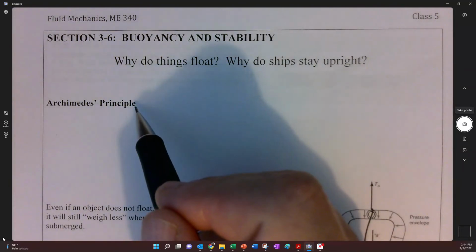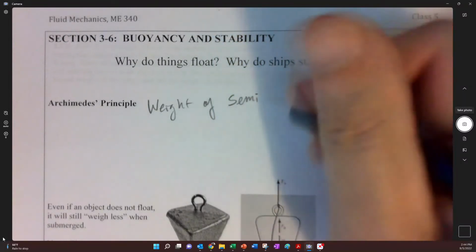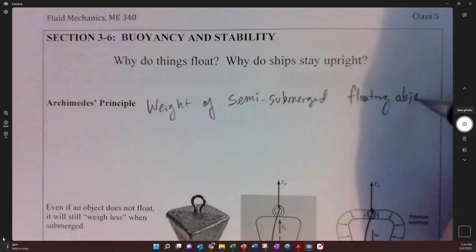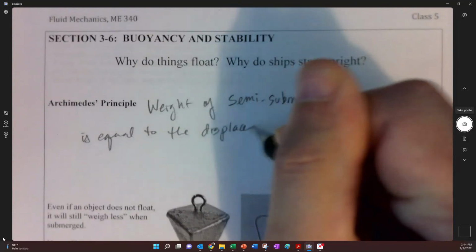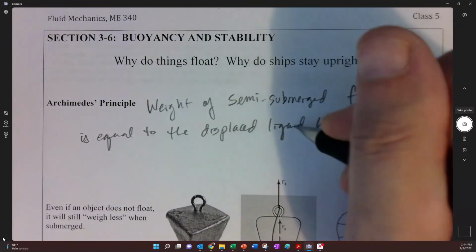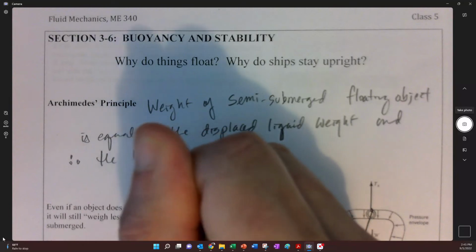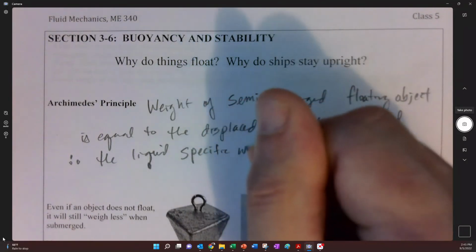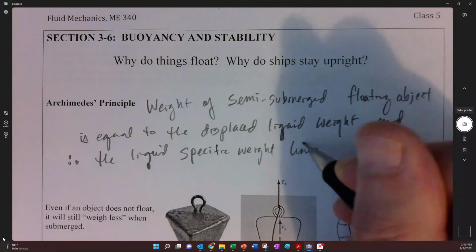But if we're going to write something down for Archimedes' principle, we would say that the weight of a semi-submerged floating object, that's why it's semi-submerged, because it's a floating object, is equal to the displaced liquid weight, and therefore the liquid specific weight times the displaced volume.